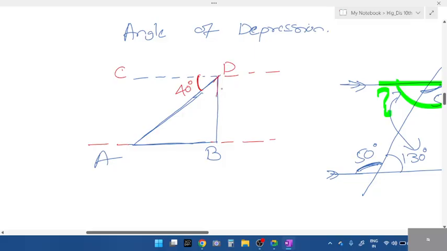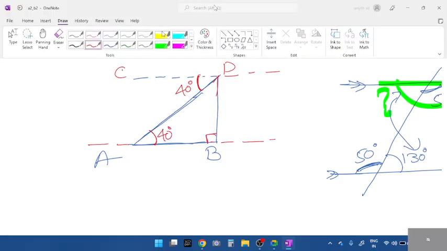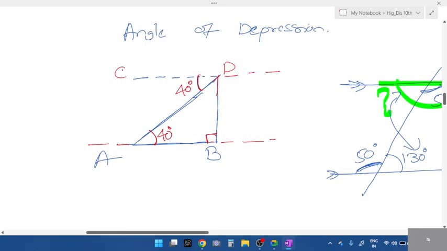AB and CD are parallel. If this angle is 40, the interior alternate angle, this angle of elevation, is also 40 degrees. This is 90 degrees. This is 40. Remember, the angle of depression will always be outside, not inside the triangle. It is outside, 40. And the remaining angle, if you use the sum of interior angles, this is 40 degrees, this one is 90 degrees, total 180 degrees. So this will be 50 degrees.